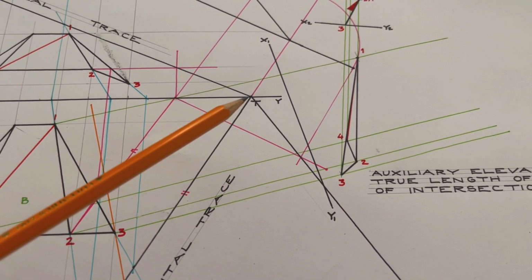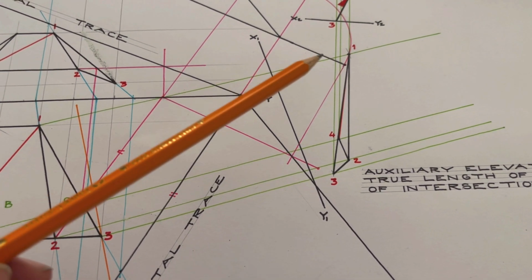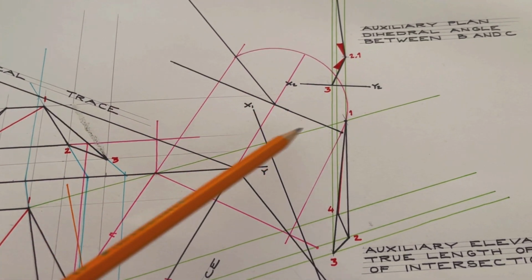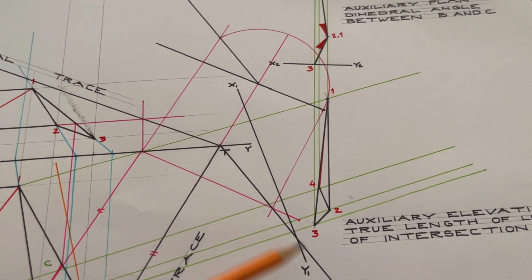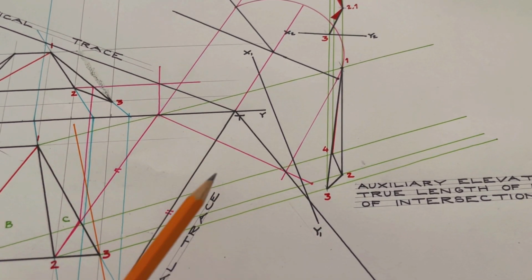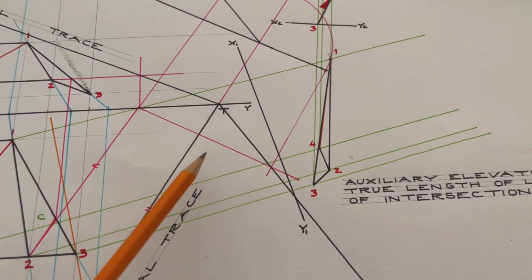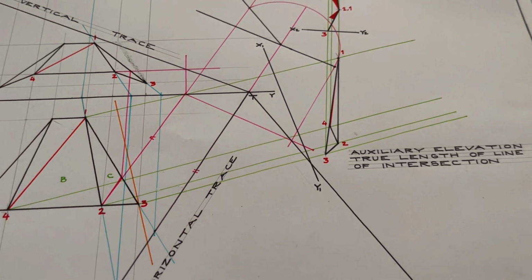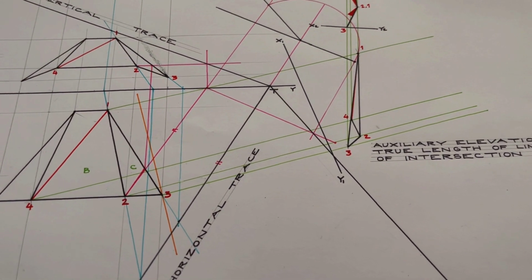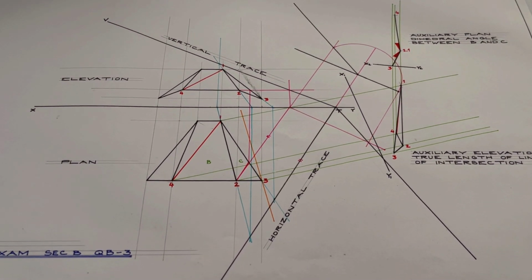And what we have now is the vertical trace lying flat on the horizontal plane. That's the whole idea of this, that we have the vertical trace lying flat on the horizontal plane. And when you have that there, you have now the true angle between the vertical trace and the horizontal trace. And that completes part D of the question. So that there are all parts of the question completed.